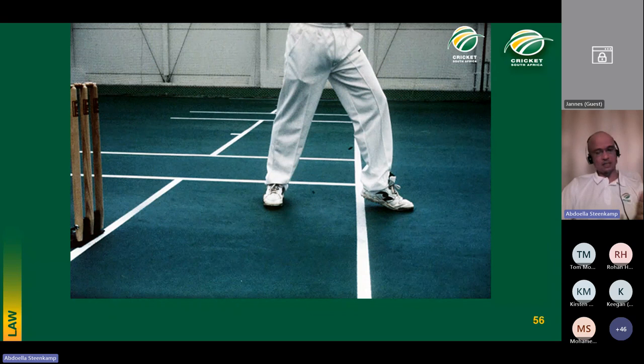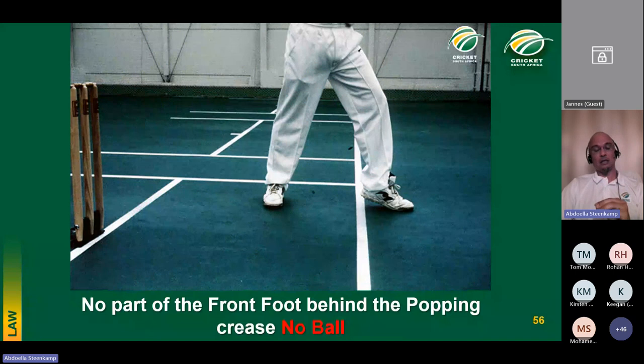Back foot, we're happy, not touching the return crease. Front foot, is any part of the front foot, grounded or raised, behind the back edge of the popping crease? No, there's no part of the front foot behind the back edge of the popping crease. Hence, this is a no ball.